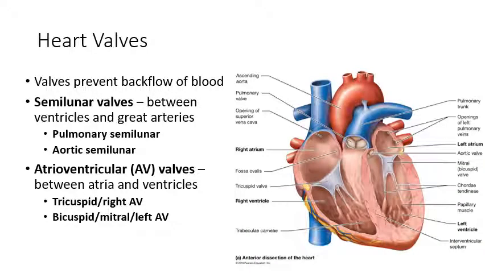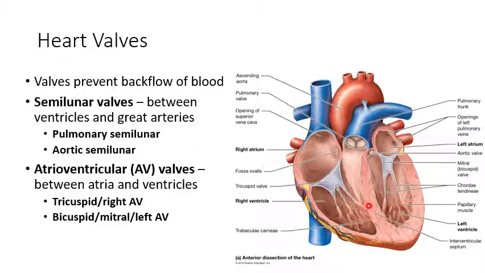The heart also has valves inside of it to prevent blood from flowing backwards through the heart. You have two types of valves, semilunar valves and atrioventricular valves. The semilunar valves are always located between a ventricle and a great artery, and the atrioventricular valves are always located between an atrium and the ventricle. So you have one of each type on each side of the heart.